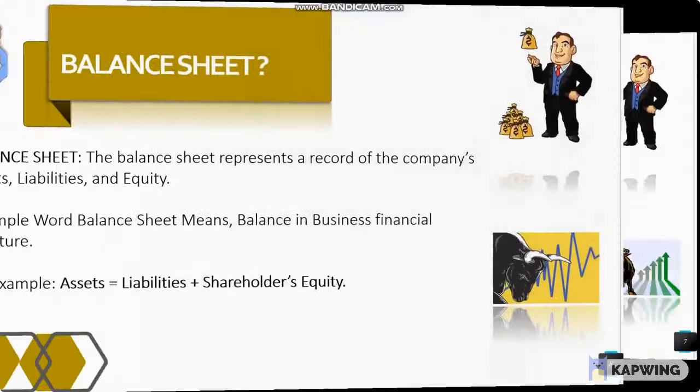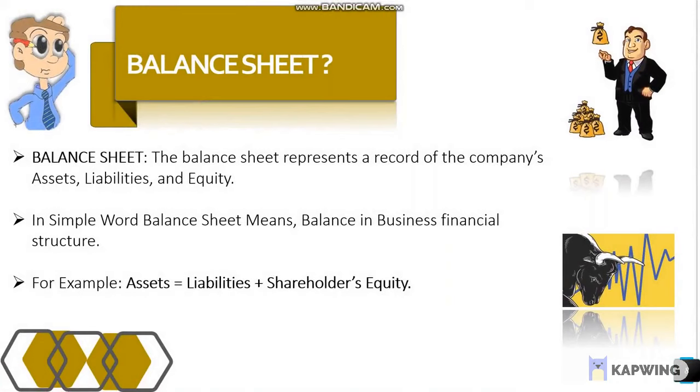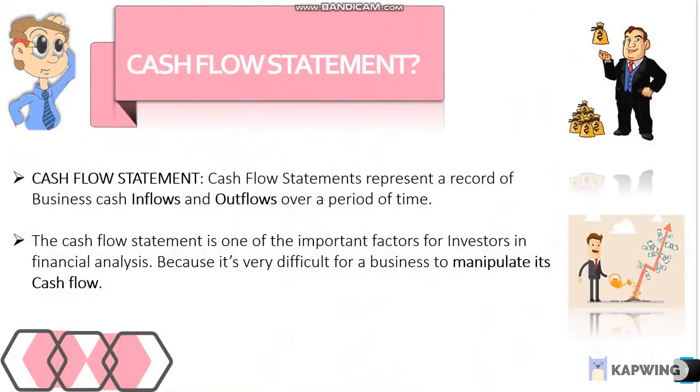Our second financial statement is balance sheet. Balance sheet represents a record of the company's assets, liabilities, and equity. In simple words, balance sheet means balance in the business's financial structure. For example, asset is equal to liability plus shareholders' equity. Here, assets include items such as cash, inventory, machinery, and buildings. Liability here means debt, which of course must be paid back. And shareholders' equity here means the total value of money that the owners have and the amount of profit made in previous years.